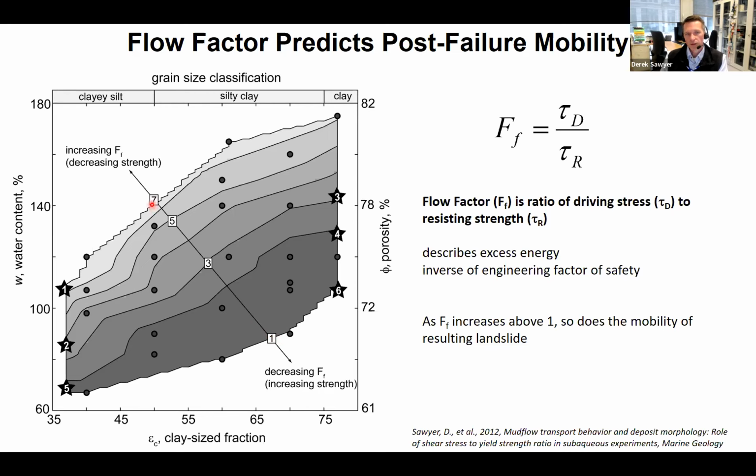1 to 7. What that means is, if I have a flow factor of 1, it means that I'm basically at static equilibrium. My driving stresses and my resisting strengths are basically equal. So the ratio here is 1. As I make the materials weaker and weaker, the resisting shear strength, the denominator, gets lower, so tau d stays the same. So this whole ratio gets higher and higher as my resisting strength gets weaker. So the weaker the sediment, the higher the number here.